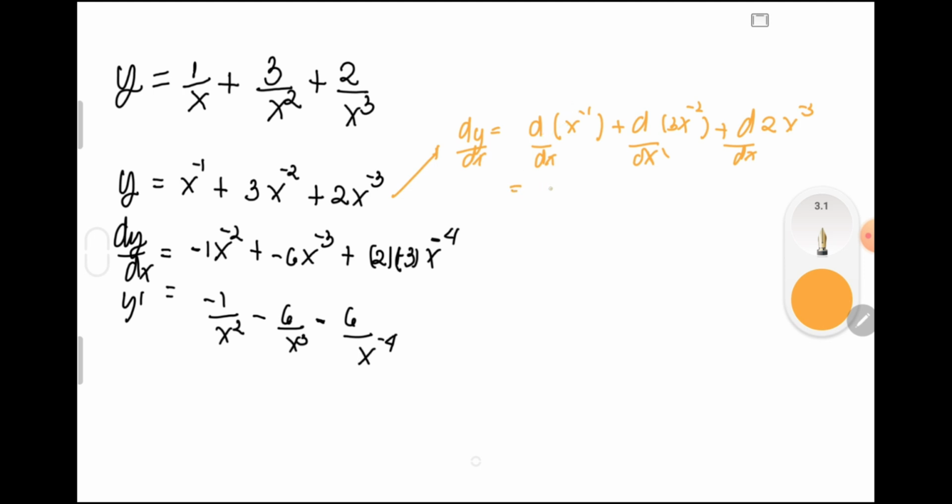we would, dito pwede na natin gamitin yung product rule, n u raised to n minus 1 du over dx, wherein your u is equal to x and your n is equal to negative 1. So we'll have a value equal to negative 1 multiplied by u, which is equal to x raised to negative 1 minus 1, which is the derivative of x with respect to dx. So we'll have a value of negative x raised to negative 2 dx over dx.